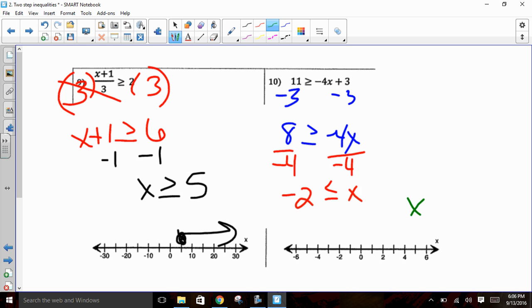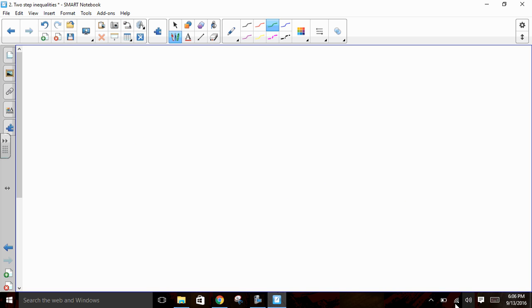X is not on the left side, so let's put it on the left side. X is getting the bigger side, so I need to make sure x gets the bigger side again. We're good to graph, so we've got a closed circle at negative 2, pointing to the right. That's all I got for you.